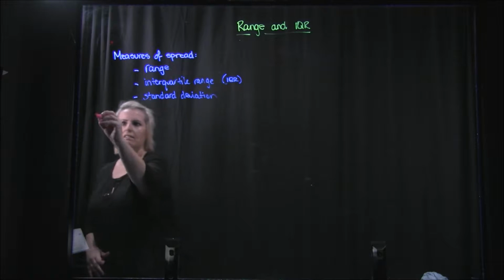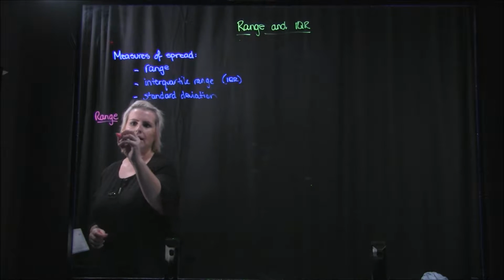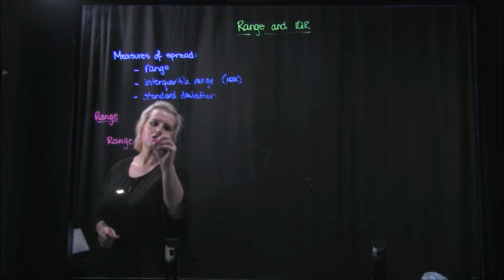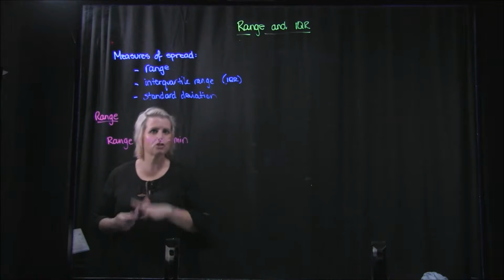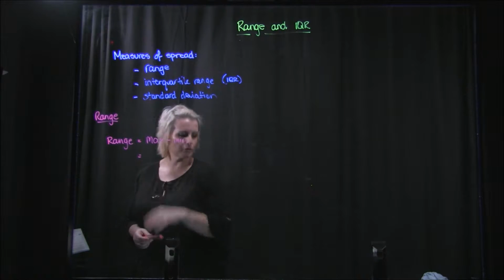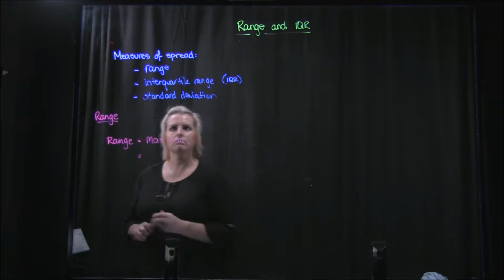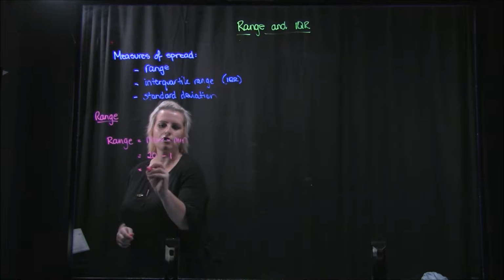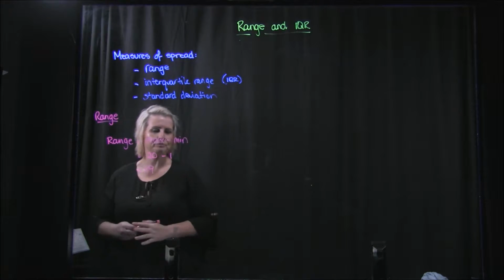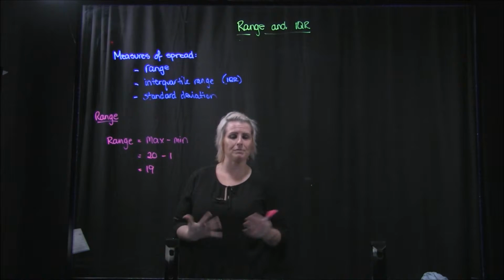Range, let's just start there. Range is something I'm sure you'll remember from younger grades. It uses this formula: the maximum data minus the minimum data. Just like the mean, you're actually using the value of the data. So if your highest value is 20 and your lowest value is 1, your range is going to be 19.